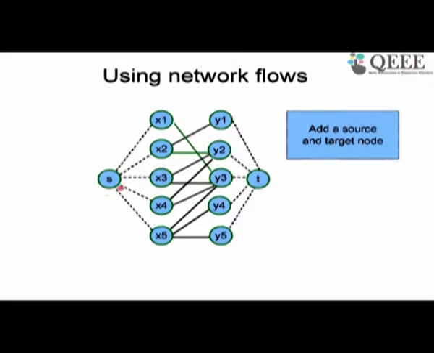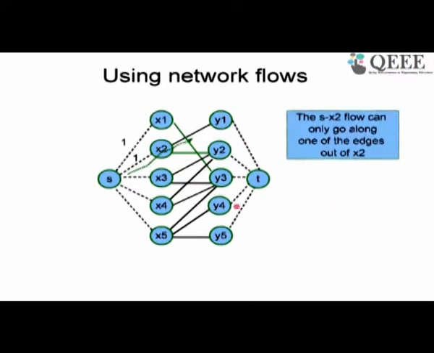Now what capacity should I put on these edges if I want to find a matching? What capacity would I put? Now if I put a capacity of 1 on this edge, it means that a flow originating, if I am trying to maximize the flow, it will take a flow of 1 in this direction.